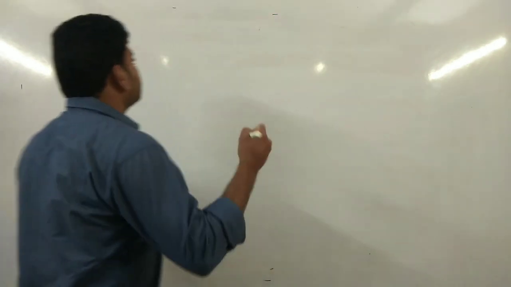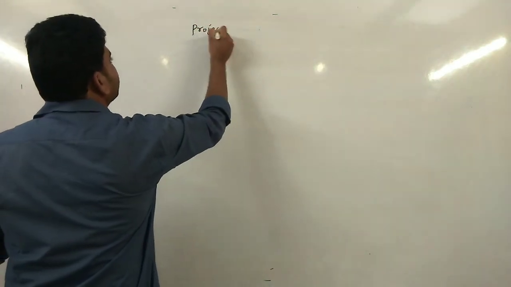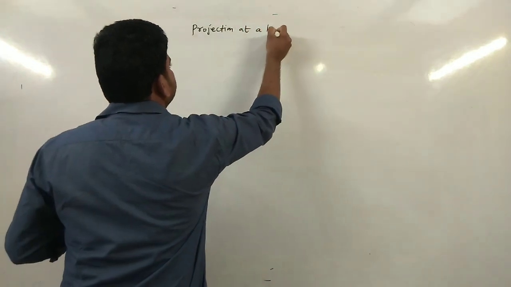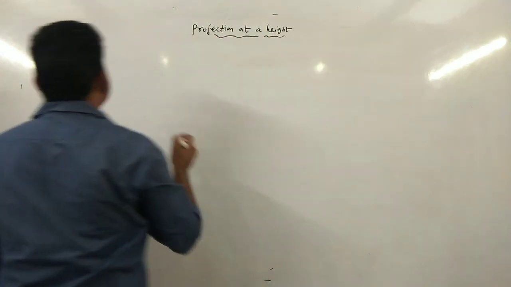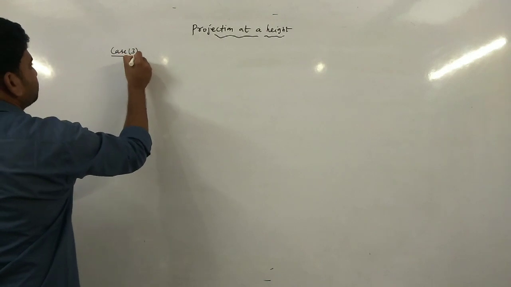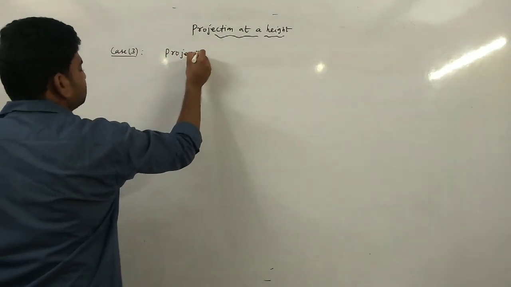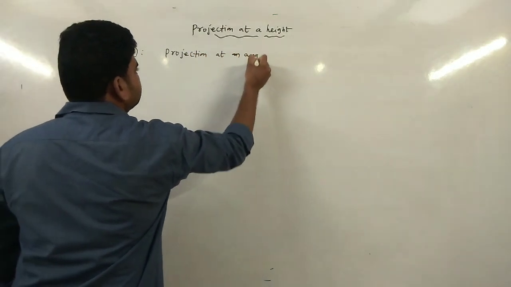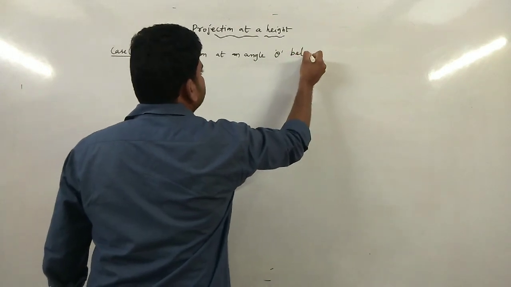Today's topic is an extension of the previous lecture, where we were discussing projection at a height. Today we have case 3 to discuss, that is projection at an angle theta below horizontal.